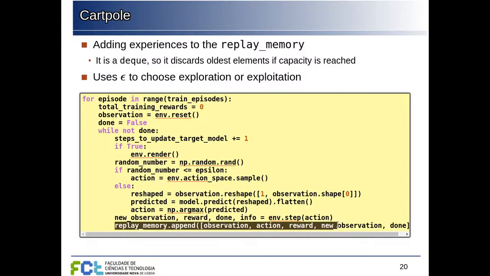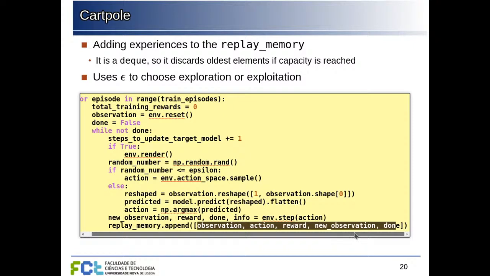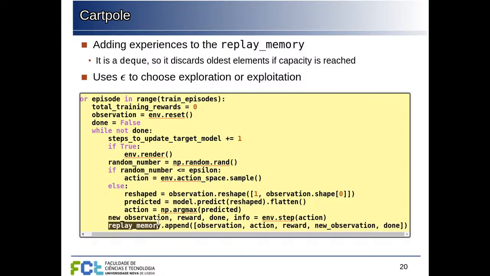And now we append this tuple with the old observation, the action, the reward, the new observation, and the flag that tells us when we reach a terminal state. We append this to the pool of examples that we have. Since this deque has a maximum size of 50,000, until it reaches 50,000, we are just appending new examples. Once it reaches 50,000, it starts discarding the older examples and we start renewing them with the new examples.